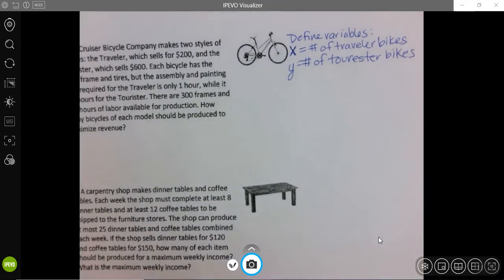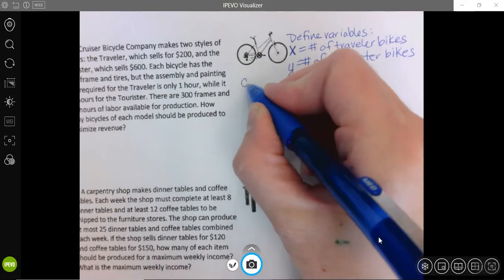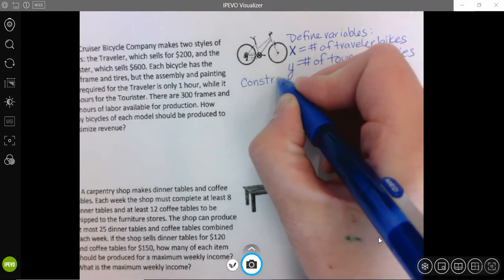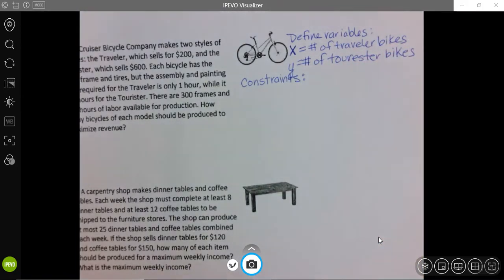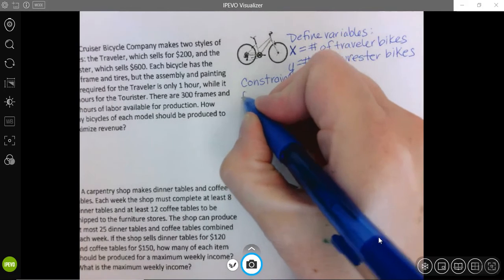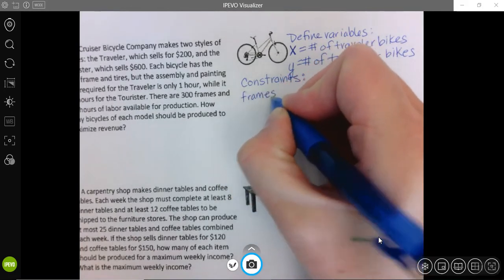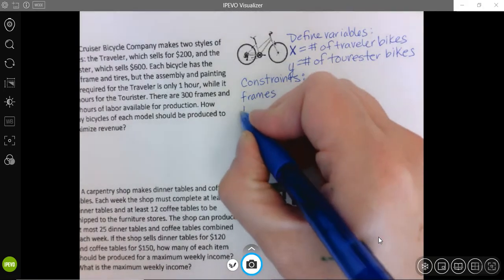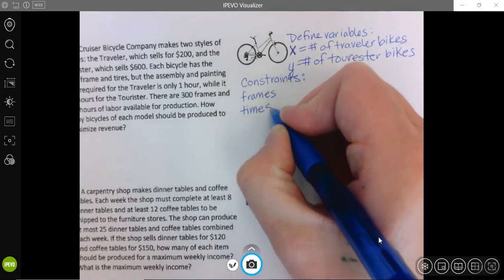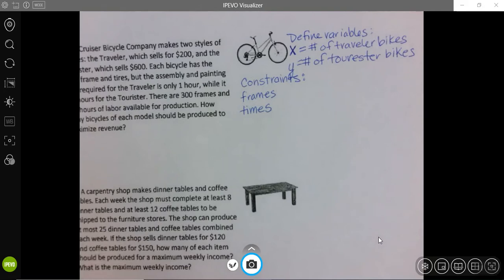After we write down the variables, we need to write the constraints. Constraints are like limits. Alright, so there are 2 things that are limiting us. One of them is the frames, and what's the other thing that's limiting us? Frames. Because I only have a certain number of frames, and I also only have a certain number of what? Time. Very good. So I'm going to have a constraint for frames and a constraint for time. And the constraints are going to look like inequalities.